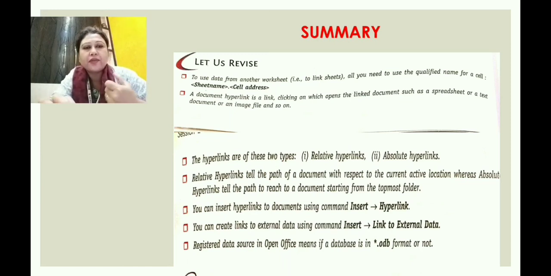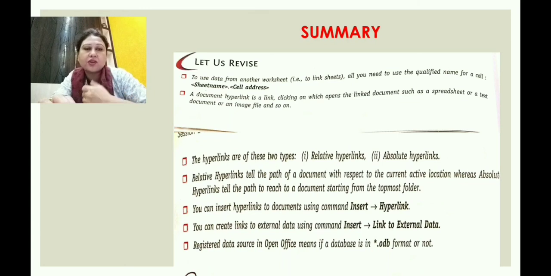Then we also gathered knowledge about a document hyperlink, which is a link, and clicking on it will open the linked document. It can be a spreadsheet, a text document, an image file, and so on. We also learned about two types of hyperlinks, relative and absolute. Relative hyperlinks detail the path of a document with respect to the current active location, whereas an absolute hyperlink will tell us the path to reach the document starting from the topmost folder.